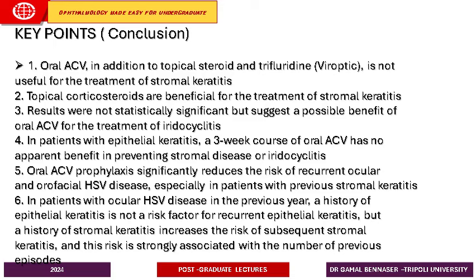Now, in patients with ocular herpes simplex disease, in the previous year, a history of epithelial keratitis is not a risk factor for recurrent epithelial keratitis, and this is what we have said. But the history of stromal keratitis is more serious. This has increased the risk of stromal keratitis and the risk of recurrence. And such patients need prophylaxis with the use of oral antiviral. I hope with this discussion now it is very clear what the indication for prophylaxis is, what the indication for use of oral antivirals is, and the role of steroids in herpetic keratitis.